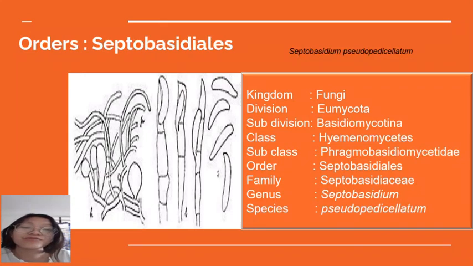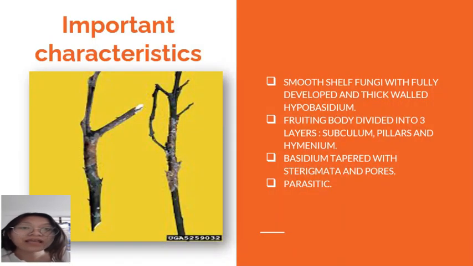Next order is Septobasidiales. The first example is Septobasidium pseudopedicellatum. It belongs to the kingdom Fungi, division Eumycota, subdivision Basidiomycotina, class Hymenomycetes, subclass Phragmobasidiomycetidae, order Septobasidiales, family Septobasidiaceae, genus Septobasidium, and species pseudopedicellatum. Some important characteristics are there are smooth-shelved fungi with fully developed and thick-walled hypobasidium.